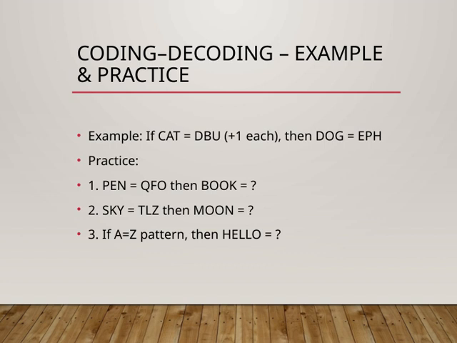Next, sky becomes TLZ, which also involves shifting letters. Now, try to decode moon using the same approach. And finally, there's a special pattern where A equals Z, meaning the alphabet is reversed or mirrored. So, if hello follows this pattern, what would its decoded form be?